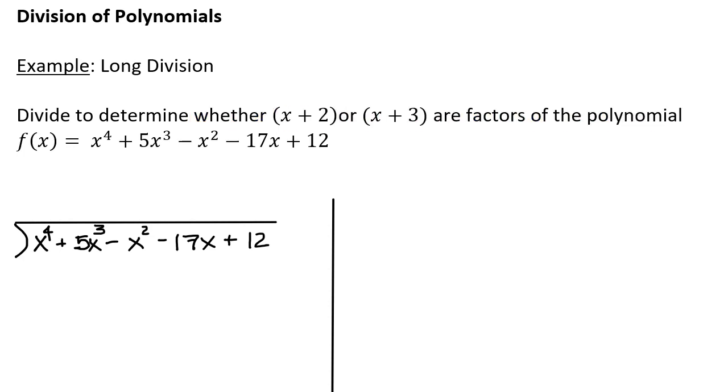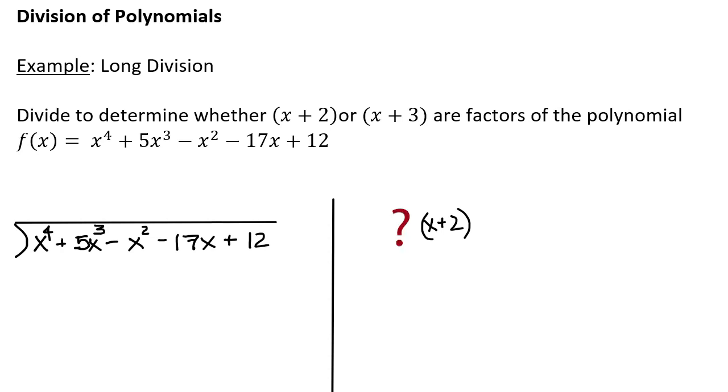We want to determine whether the binomial factor x plus 2, and after that x plus 3, is a factor of the polynomial f of x equals x to the power 4 plus 5x cubed minus x squared minus 17x plus 12. So if I think about this, I have all the powers of x, starting at 4, then 3, then 2. So this is minus 17x to the power 1 plus 12x to the power 0. So I want to begin with my possible factor. This is x plus 2.